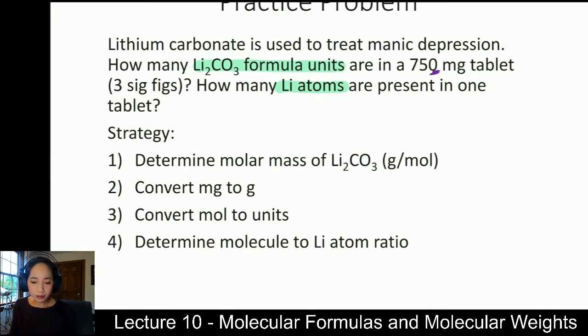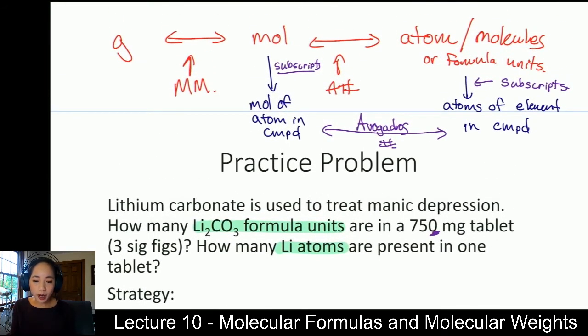So let's take a look at our roadmap. The value that's given to us is grams, or milligrams, of the tablet. So we're starting here on our roadmap. We're in grams of lithium carbonate. It's asking how many lithium carbonate formula units are there. So we have to go from grams to moles to formula units. So we have to go this way. So you see we have to use molar mass and Avogadro's number to get to formula units.